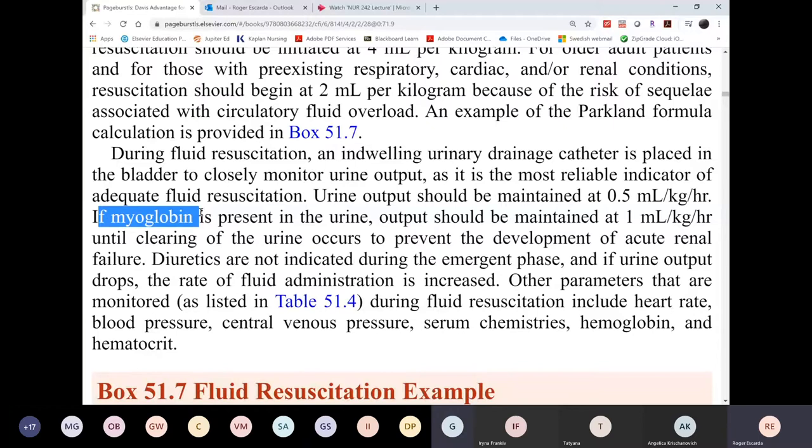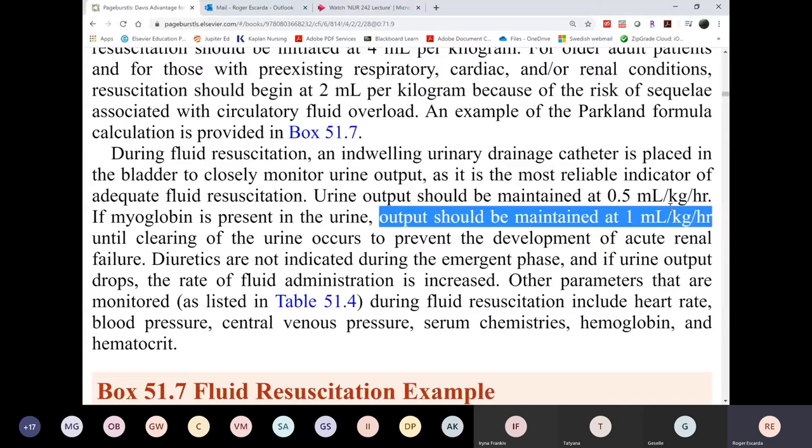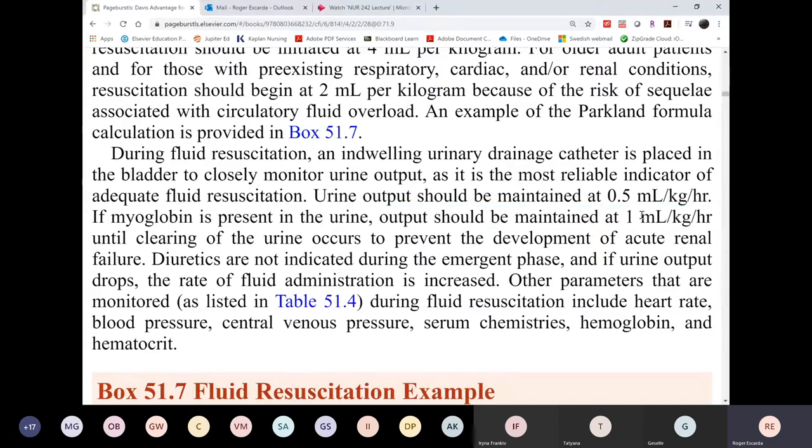Toxic to the kidney. So it will kill, it will destroy the kidney. If you remember earlier, acute tubular necrosis, so it will kill nephrons. You need a higher urine output. Instead of 0.5, you need it at 1 ml per kilogram per hour. Does that make sense? Yes.